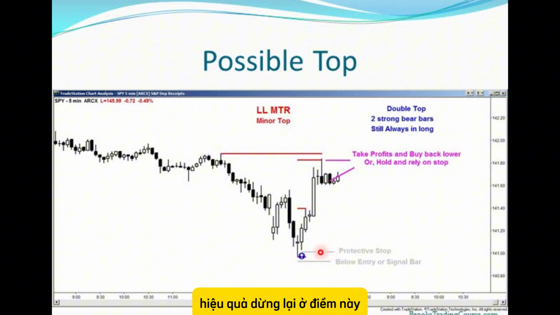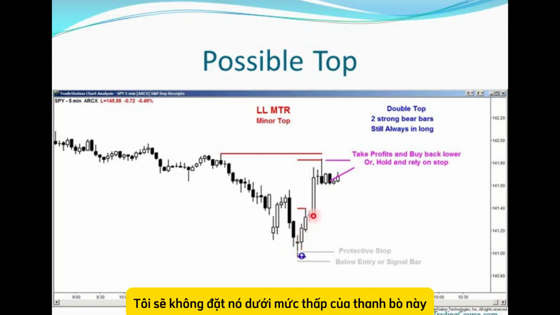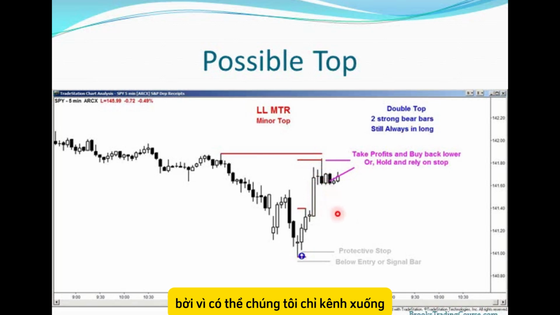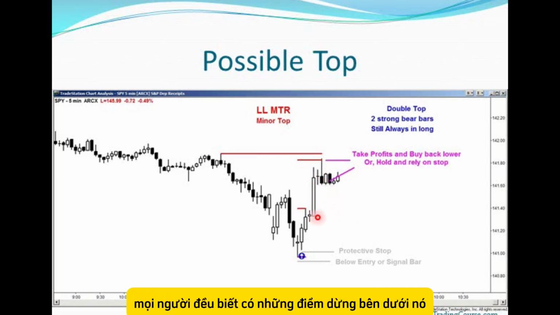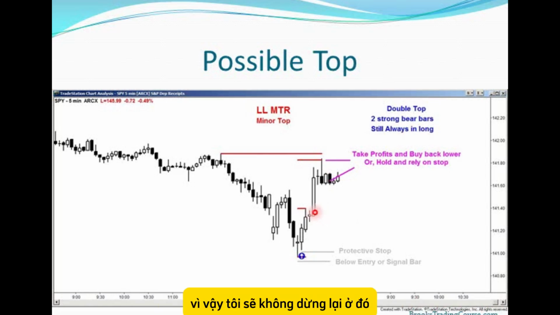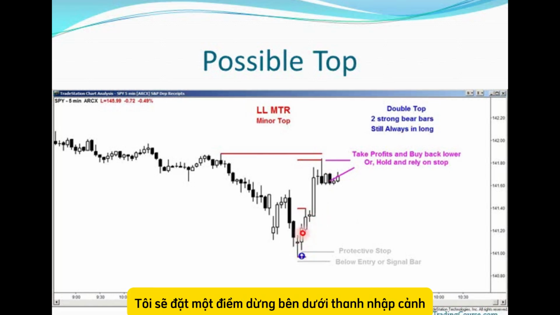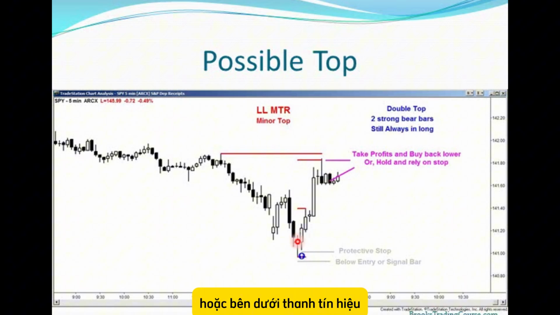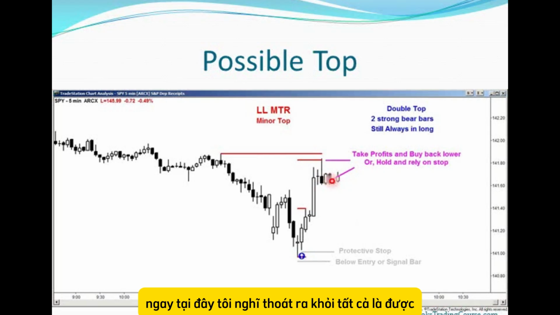Protective stop at this point, you could have it below the signal bar or below the entry bar. I would not put it below the low of this bull bar because it's possible that we just channel down and the bottom of that bar will be a magnet. Everyone knows there are stops below it. So I would not put a stop there. I would either put a stop below the entry bar or below the signal bar. Or I would get out of part or all right here.